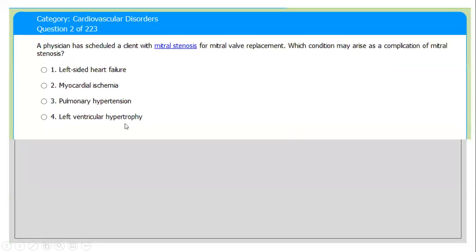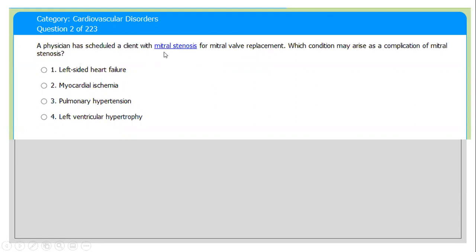The next question here: a physician has scheduled a client with mitral stenosis for mitral valve replacement. Which condition may arise as a complication of mitral stenosis?